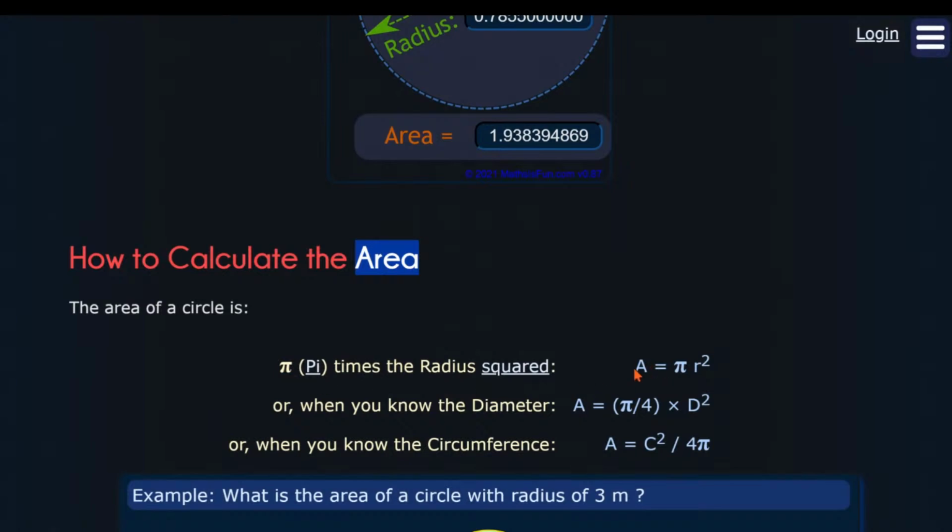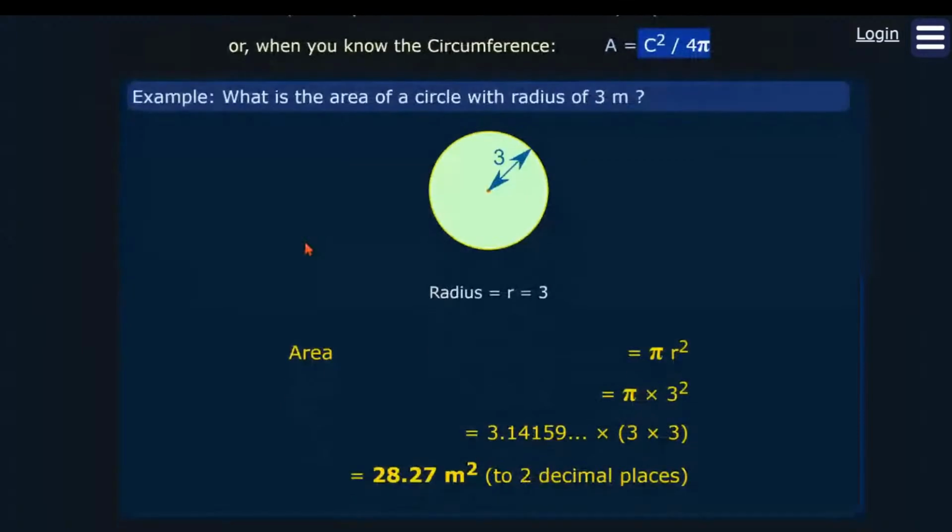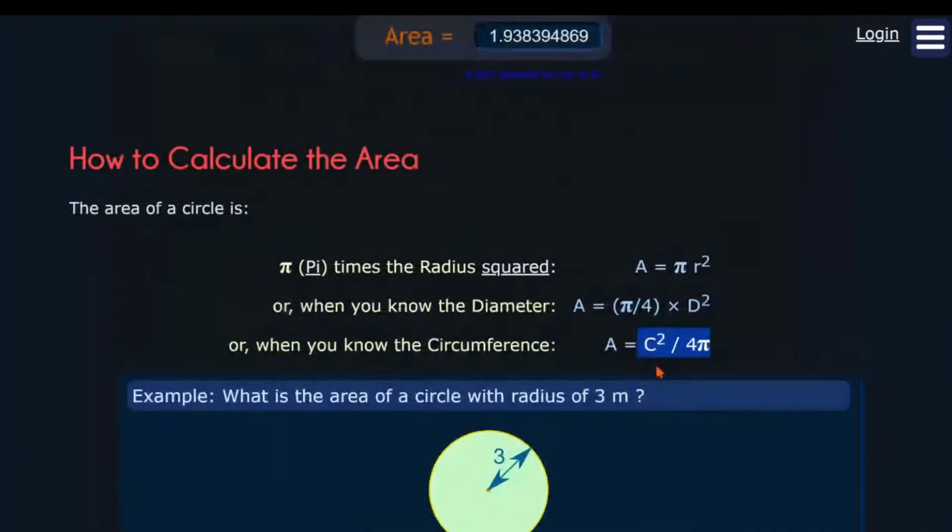Area. If you know the radius, then you can do it by that. If you know the diameter, then you can do it this way. If you know the circumference, you can use this formula in order to do it. And then it even gives you some examples down here, guys. This one happens to be a radius of 3 inches. So if you calculate the area, it walks you through this formula.